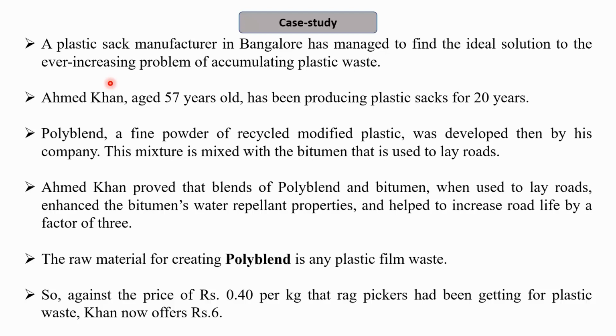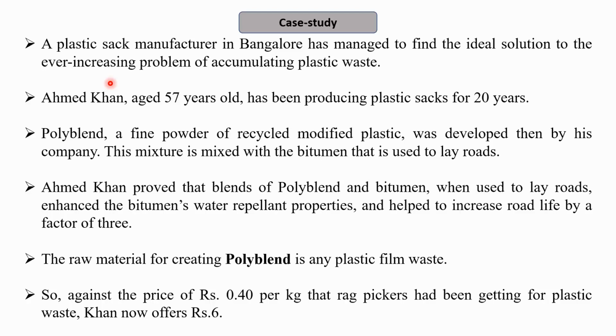So this increases the strength of the roads, and therefore this blend, which is a mixture of Polyblend and bitumen, where Polyblend is made up of modified plastic waste, helps in the enhancement of the properties of the mixture that is used to lay the roads. So the raw material for creating Polyblend is any plastic film waste.